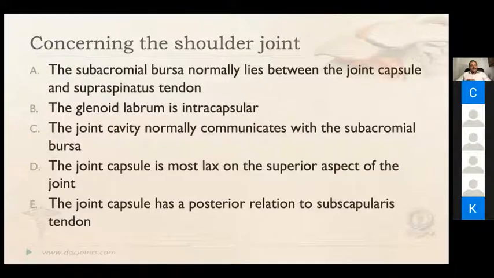Another EMQ: the subacromial bursa normally lies between the joint and supraspinatus tendon. Is that a right statement? Yes, one person said yes. Does everyone agree to that?